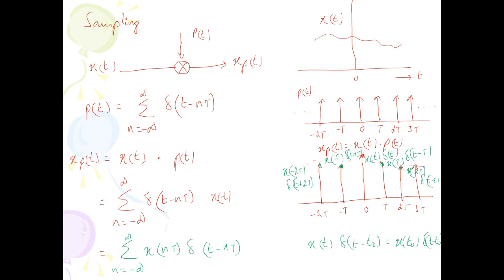In the same way, x of t is multiplied by delta of t, and because delta of t exists only at t equal to 0, this becomes x of 0 times delta of t, or you can simply say x of 0. Now, we know that one property of Fourier transforms is that multiplication in one domain is nothing but convolution in the other domain. Let me redraw this.